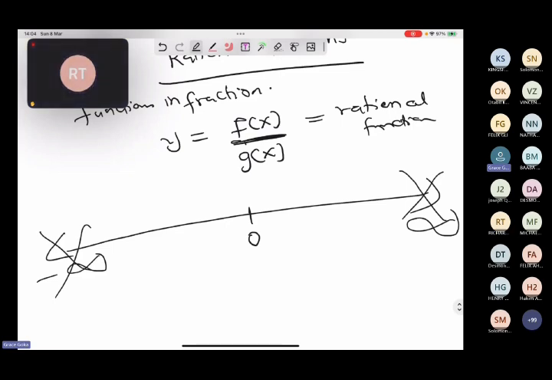This is in fraction form. The only way this fraction will become undefined is if the denominator is equal to 0. That is the only way that this function will be undefined. If g of x becomes 0, then you have f of x divided by 0, which is undefined. So those are the numbers that we don't want on the real number line or in our domain, because they will make the function undefined.